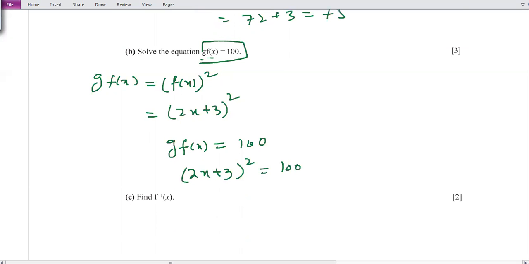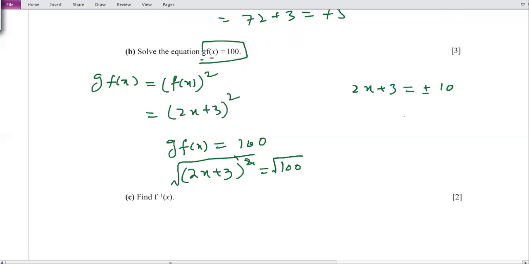Now, you have to find x, so you need to get rid of this square. To get rid of this square, take the square root on both sides. The square and square root will cancel. On this side, you will be left with 2x plus 3 equal to, whenever you take a square root, you will always get plus minus. The square root of 100 is 10.